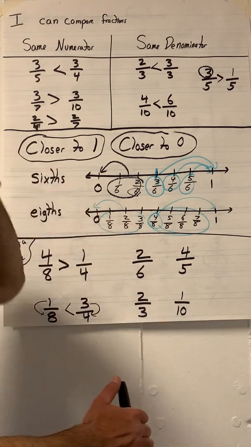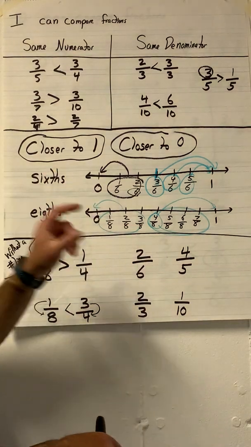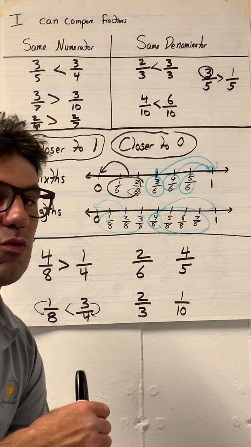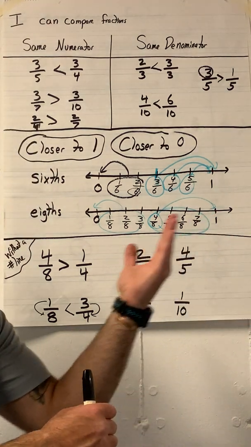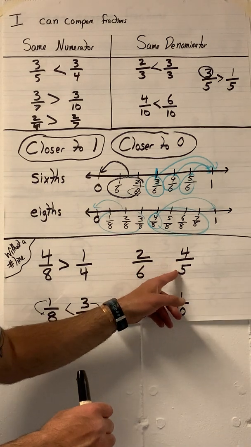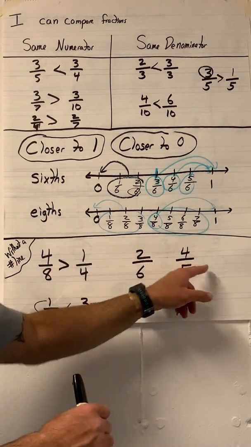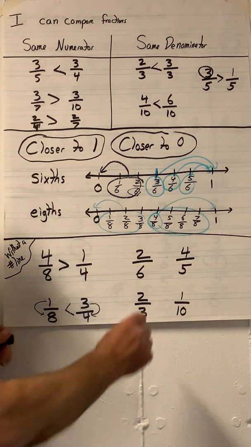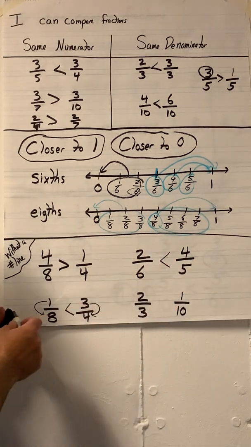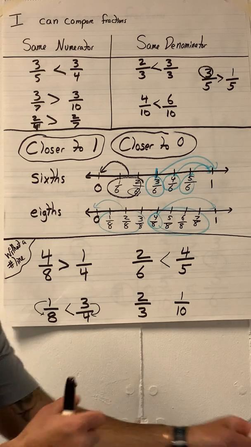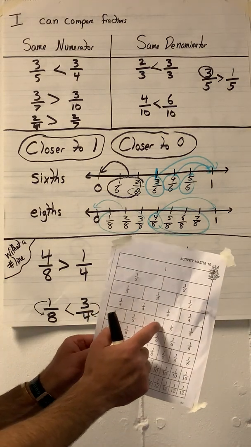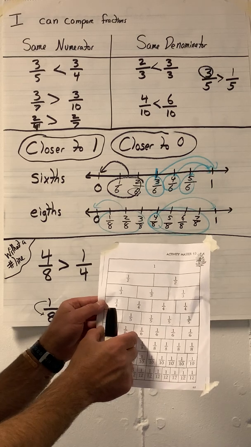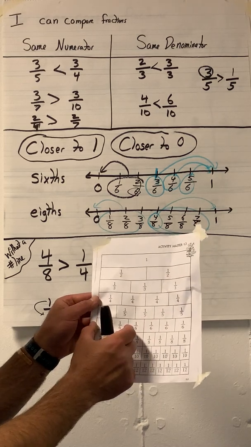2/6 or 4/5. So when I think about 6, I think about, well, halfway would be 3/6. So 2/6 is less than half. And 4/5, well, 4 is pretty close to 5, so that would be closer to 1. So I would think 4/5 is going to be bigger. Now, if I want to prove that, I could say, well, here's 1, 2, 3, 4/5. And here's 1, 2/6. So definitely 4/5 is bigger.